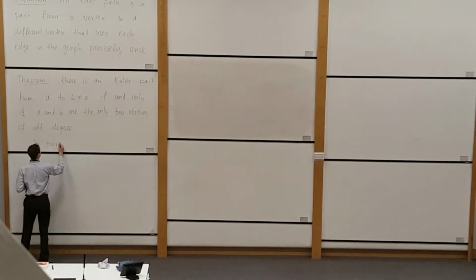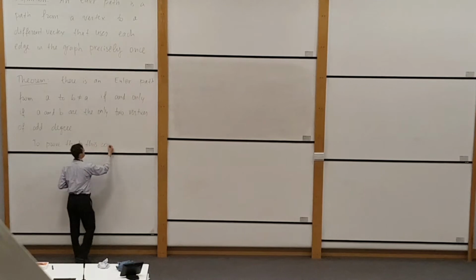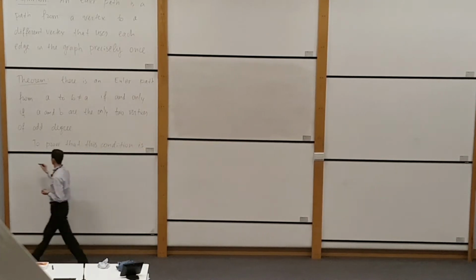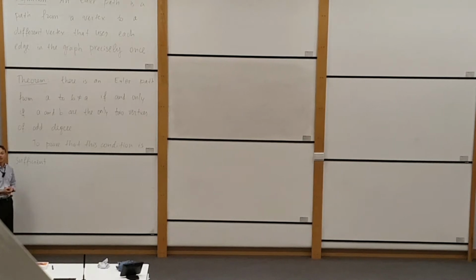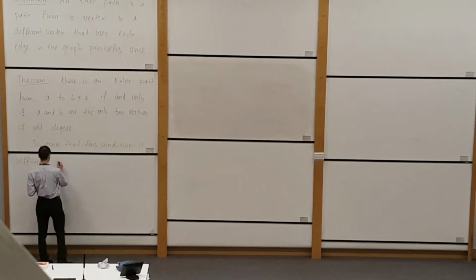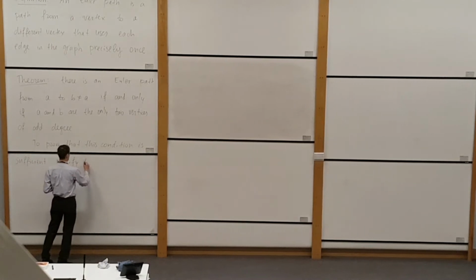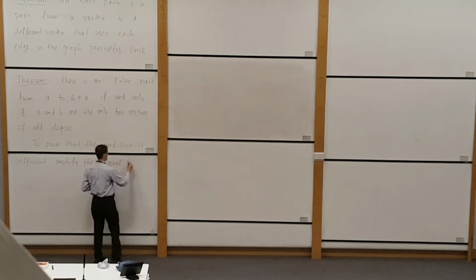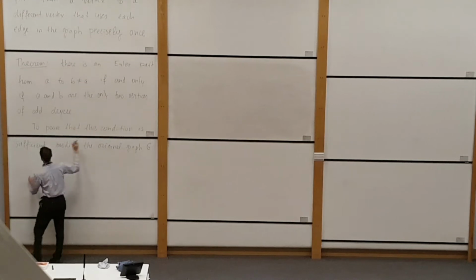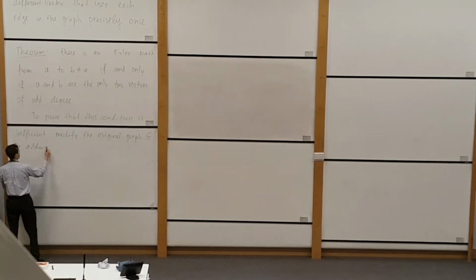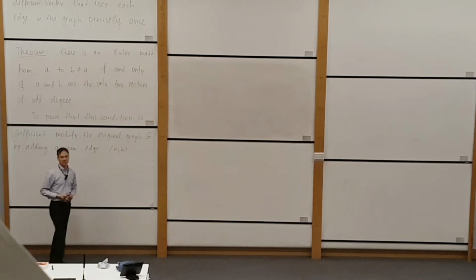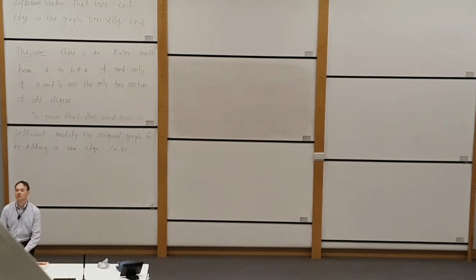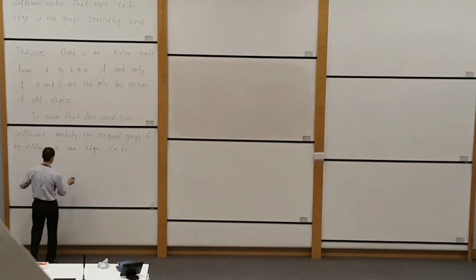So to prove that this condition is sufficient, we'll do the following trick. We'll add by hand an extra edge between A and B. Modify the original graph, call it G, by adding a new edge AB. There could have been some edges already, so we never actually insist in these discussions on having a simple graph. So there could have been some edges between them already, but we add an extra one.